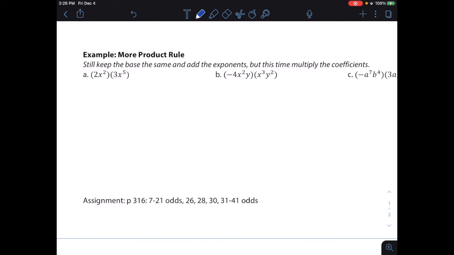Or we have 3x to the 5th. Well, the 3 that's to the left of the x is the coefficient. So it says here, still keep the base the same and add the exponent. So we still do exactly what we have been doing with the product rule, but this time we want to multiply the coefficients. In this case, we have 2 and 3 for our coefficients.